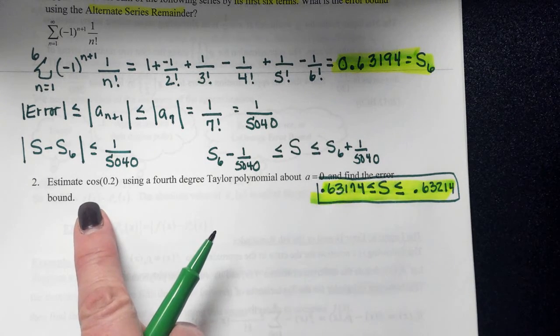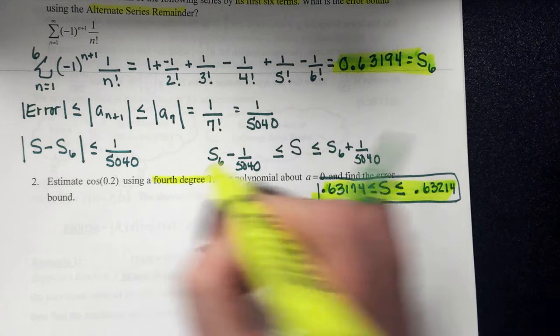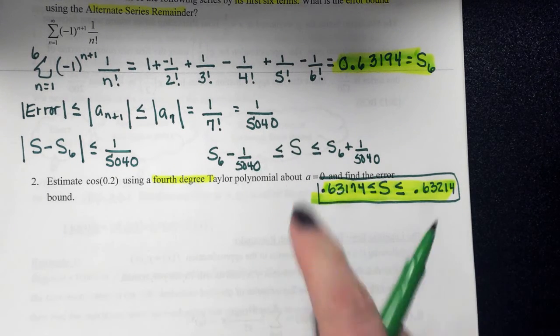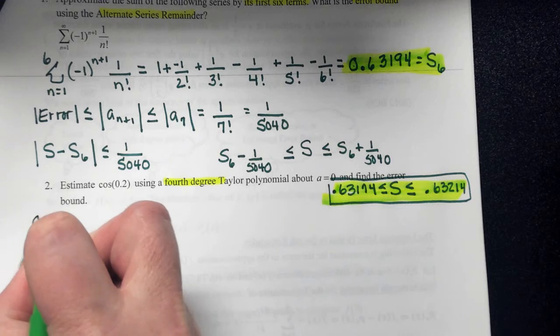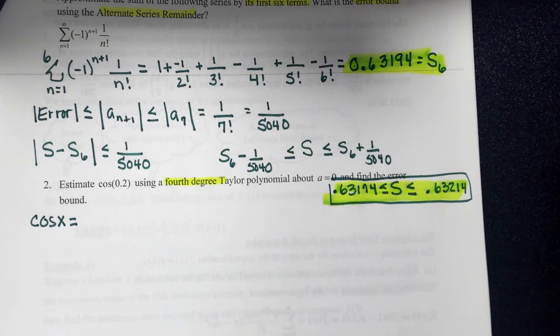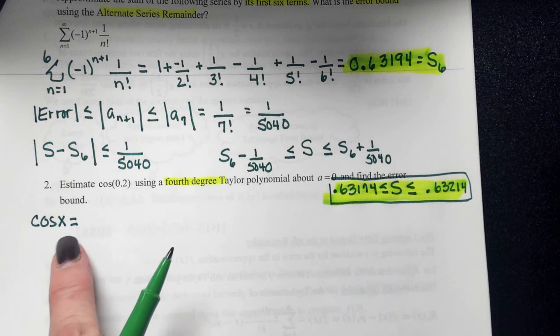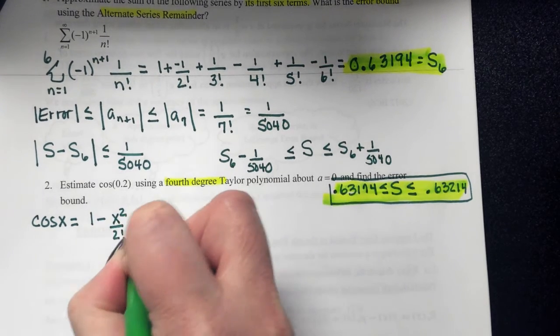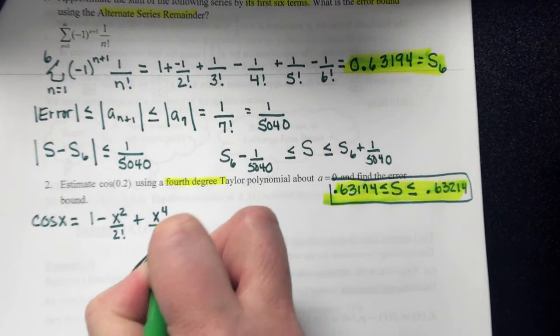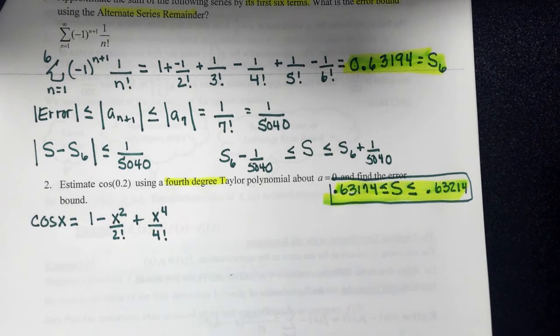Estimate cosine of 0.2. Again, this is telling me to use a 4th degree Taylor polynomial about a is equal to 0 and find the error bound. So I know that this is a Maclaurin series. So first of all, I want to generate my Maclaurin series for cosine of x. Now, we haven't used any of our Taylor-Maclaurin series to do any estimations, so we're adding that piece into this particular section. I know that my Maclaurin series for cosine of x is 1 minus x squared over 2 factorial plus x to the 4th over 4 factorial. So there is my 4th degree Taylor polynomial.